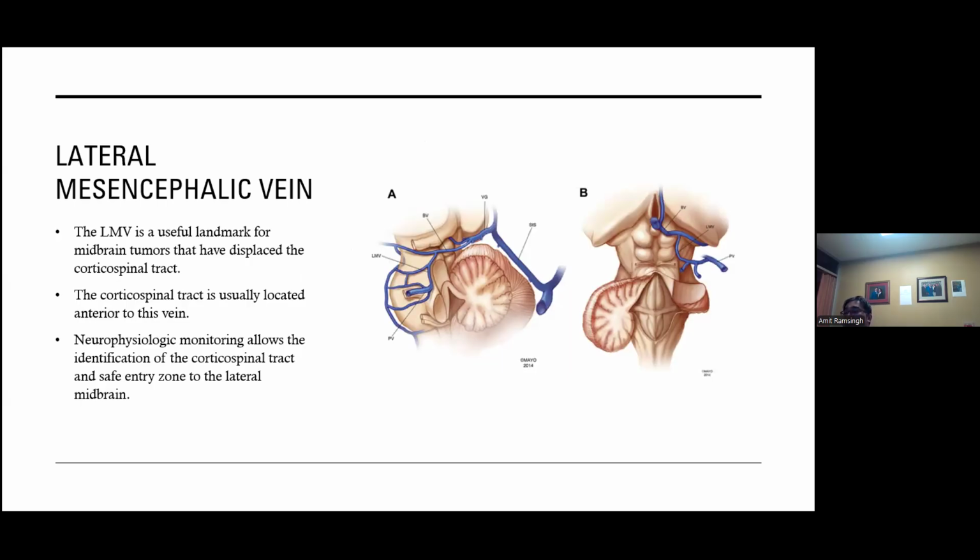Roton described the lateral mesencephalic vein being a useful landmark for midbrain tumors that displace the corticospinal tract. So we have the lateral mesencephalic vein that runs here from the sagittal view, and here looking at it posteriorly, we have the lateral mesencephalic vein. And the corticospinal tract is usually located anterior to this vein. So it gives us a gross anatomical estimation of the corticospinal tract. Neurophysiologic monitoring allows the identification of the tract and hence a safe entry zone to the lateral brainstem in these cases.